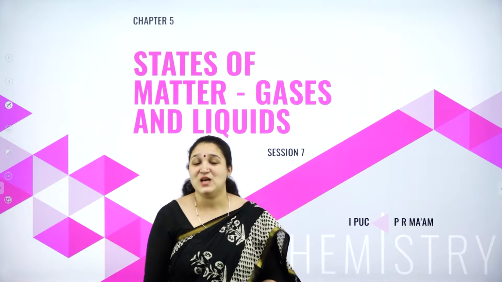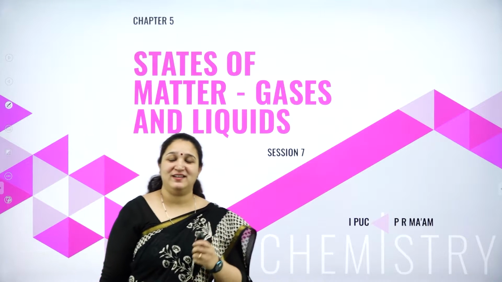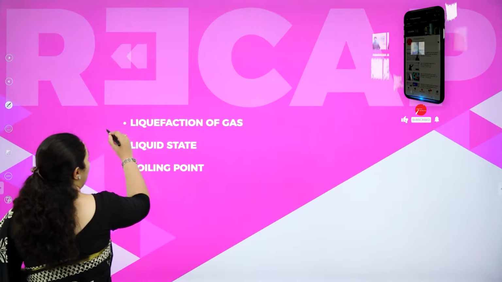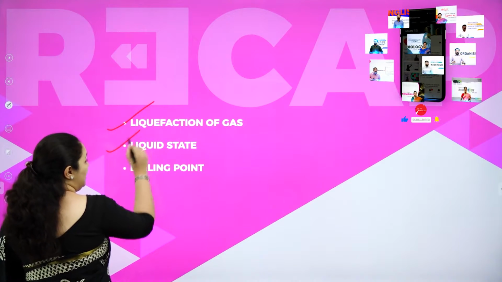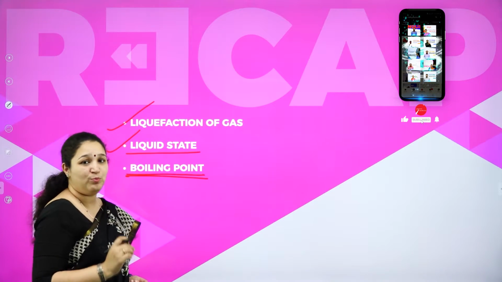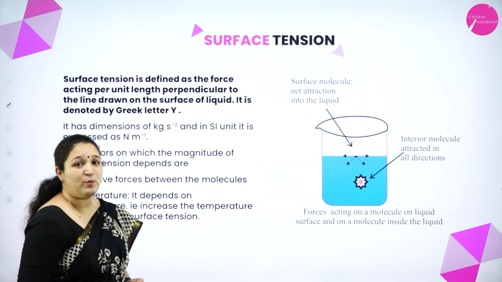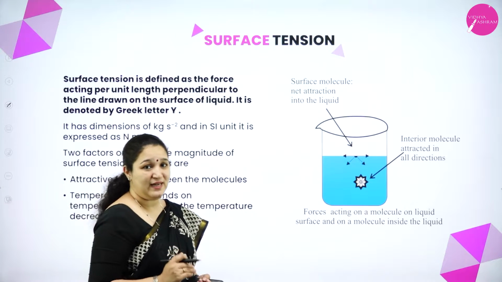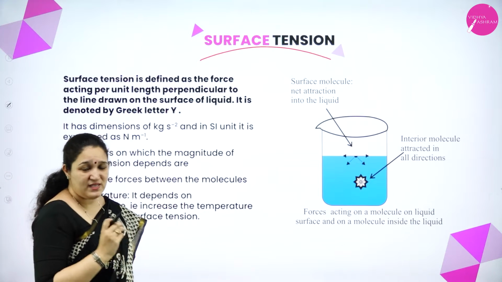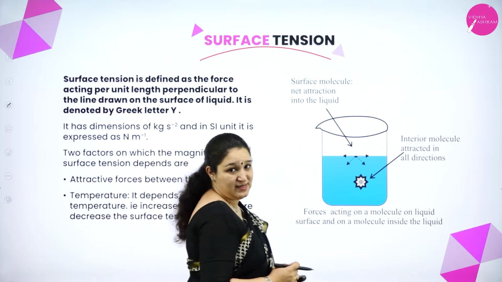Hello my dear students, welcome back to the last session on the chapter States of Matter, Gases and Liquids. Last class we studied liquefaction of gases. We started the liquid state and learnt one property, that is boiling point. Today we shall learn about the other properties of the liquid state, that is surface tension. So what is surface tension? We shall understand surface tension by taking an example.